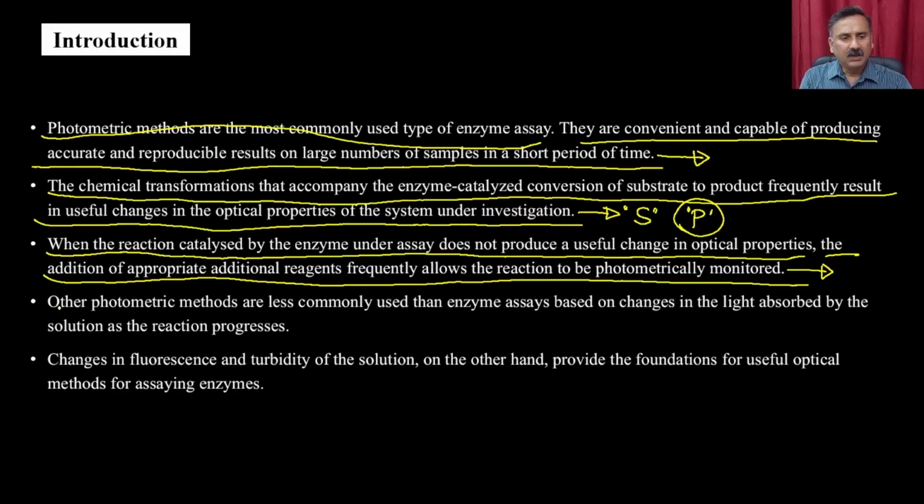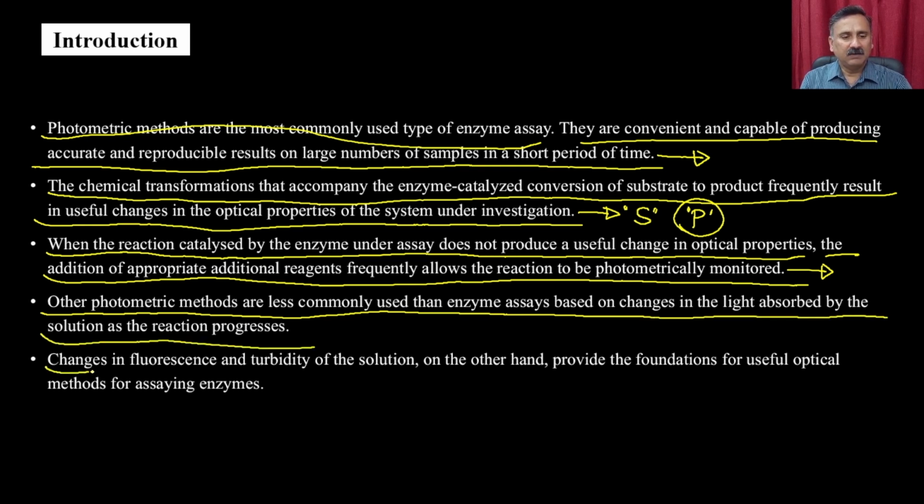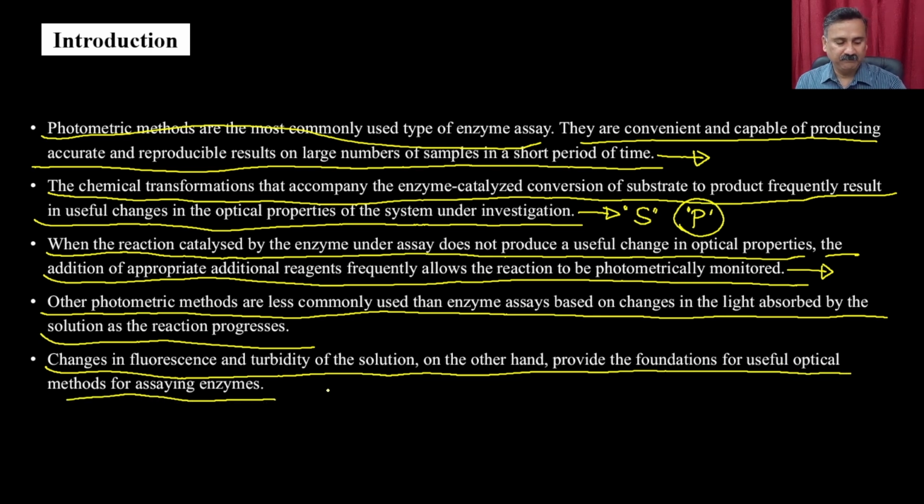The other photometric methods are less commonly used than enzyme assays based on change in light absorbed by the solution as the reaction proceeds. Change in the fluorescence and the turbidity of the solution, on the other hand, provide the foundations for useful optical methods for assaying the enzyme. So before we discuss the photometric assays and how you can design them, let's discuss some basics of photometry and how it works.